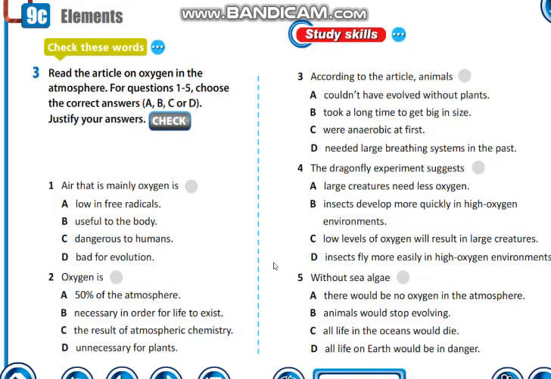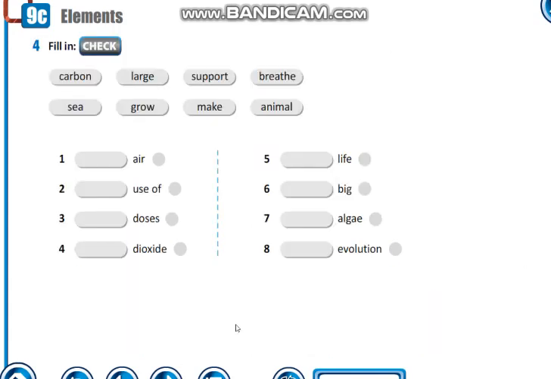Now, okay, have you understood the text? Read it again, the article about oxygen in the atmosphere, and answer 5 questions in exercise 3. Then the next exercise 4, fill in. You should make word combinations using these words. You can use your vocabulary and the text.